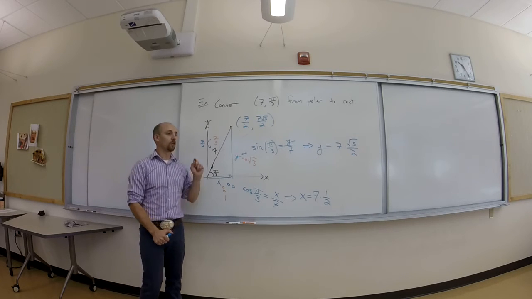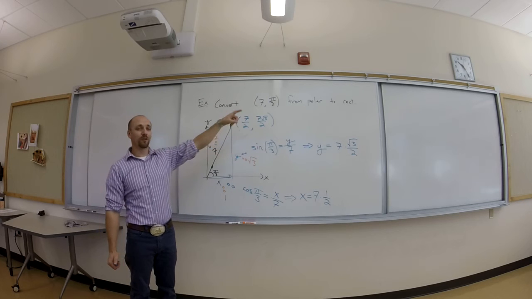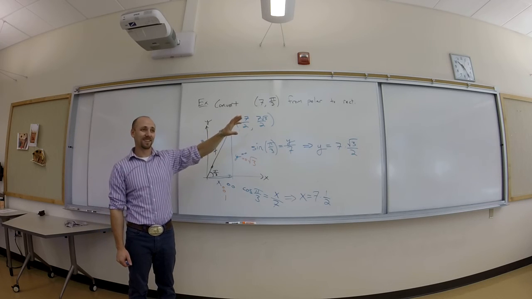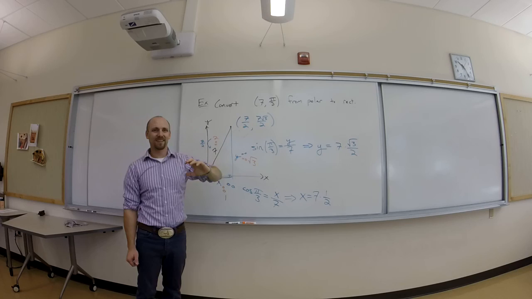Okay. So this way, from polar to rectangular, is pretty easy usually. The other way is a slightly different story.